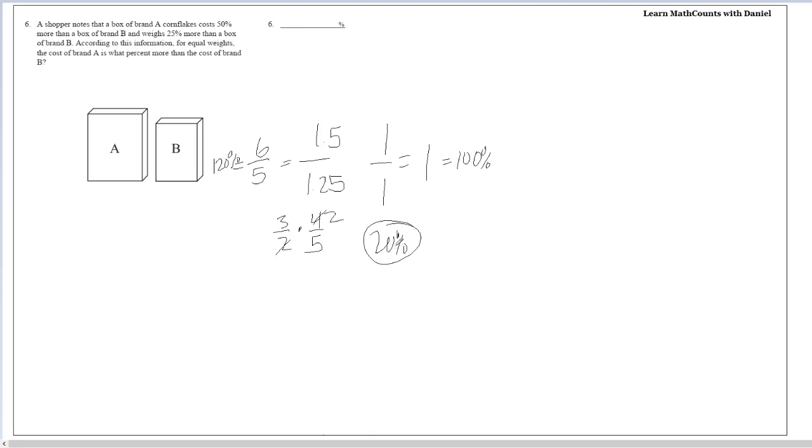Alright, let's do a second practice problem. Let's say now that brand A costs 100% more than brand B, but now it weighs 60% more than brand B. So again, how much higher is the cost to weight ratio for brand A? Alright, I'll give you a few seconds. This may be where you pause the video.